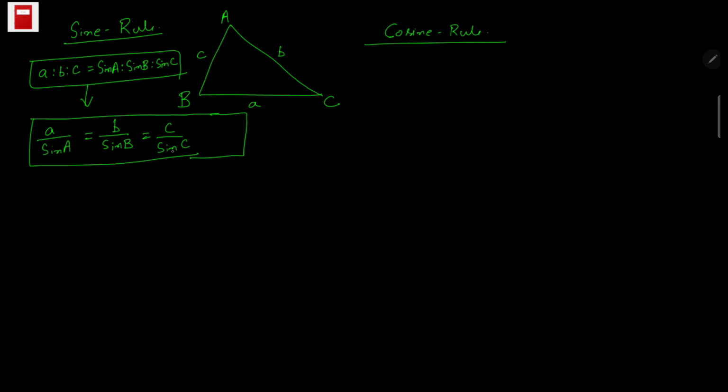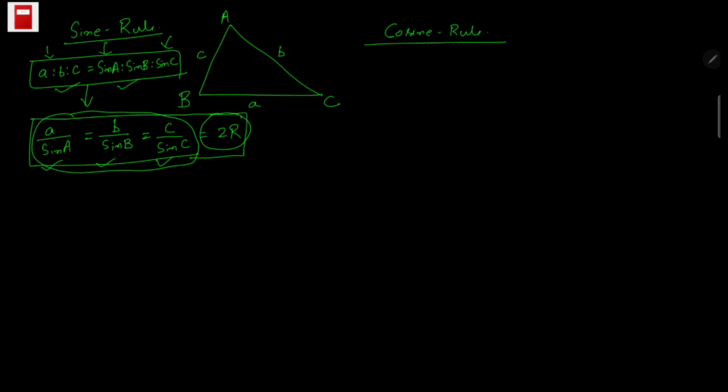And interestingly, all of these ratios are also equal to 2R. This capital R is the circumradius, but we don't need to worry about it. Understand this part: ratio of sides is equal to ratio of sine of opposite angles. This is called sine rule. In fact, focus on this part only.